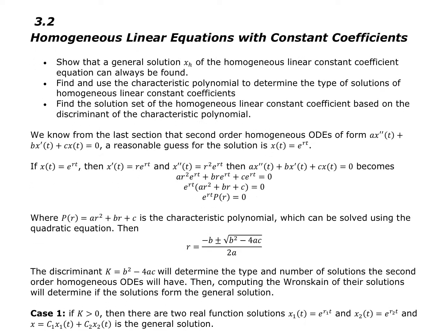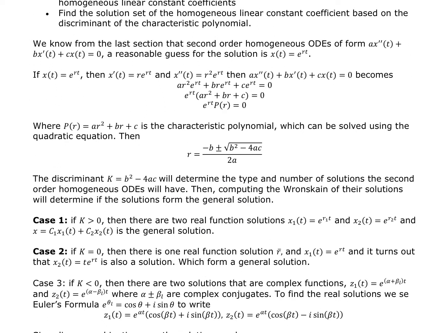The thing that we really want to focus in on then is the discriminant, because it's going to give us all kinds of information. Discriminant, of course, just like we learned in Pre-Calculus 1, is the value underneath the square root. If my discriminant is greater than 0, we're going to have two real solutions. x sub 1 of t is going to equal e raised to the r sub 1 t, and x sub 2 is equal to e raised to the r sub 2 t. And we know that x is equal to some constant times x sub 1 plus some constant times x sub 2. It's going to be the general solution.